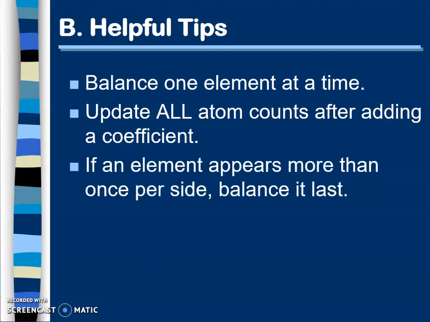If an element appears more than once on one side of the equation, balance it last. And we're going to see that happens really often with oxygen. You'll have oxygen being alone as oxygen, and you'll also see it paired with something else like carbon dioxide. And so you've got the carbon dioxide oxygens, and then you've got the by-itself oxygens. So save oxygen, balance it last.